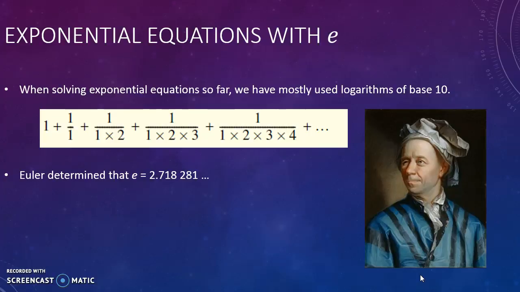So up until now the logs that we've looked at have been base 10. And what we are going to look at is a number that Euler came up with. Euler over here was a mathematician, and using this sequence here we get a number that is 2.718281. It's just another common number, and we use that as a base of a number of logs.